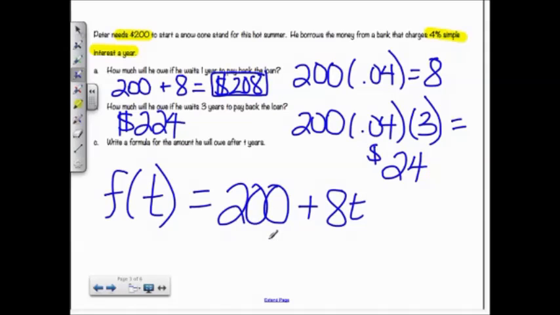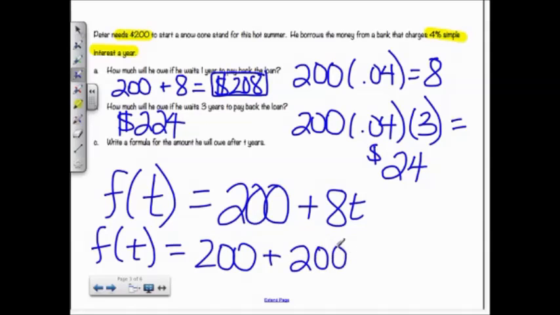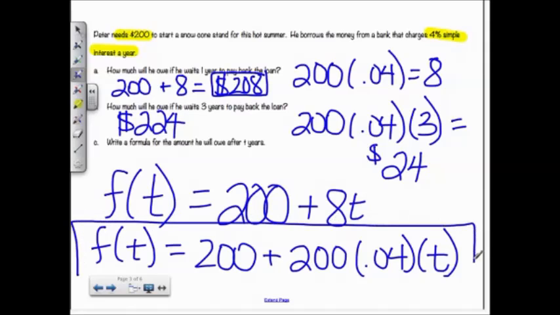But this is the question, where did this 8 come from? It came from taking the initial amount, so here's my initial 200, and multiplying it by the rate, which is 0.04, and then multiplying it by the time. So this right here is going to be my formula to figure out what it is. This is the simplified formula, but this is where you get it from.